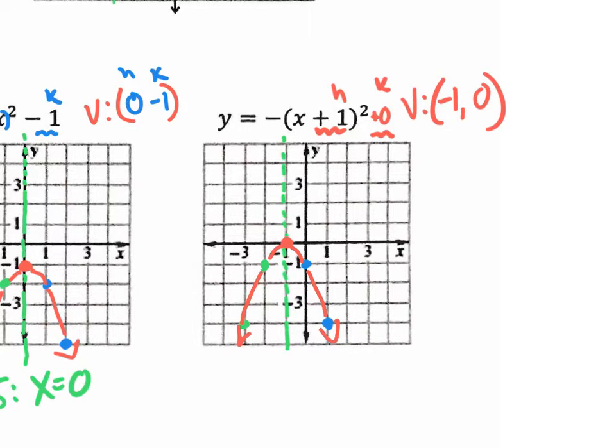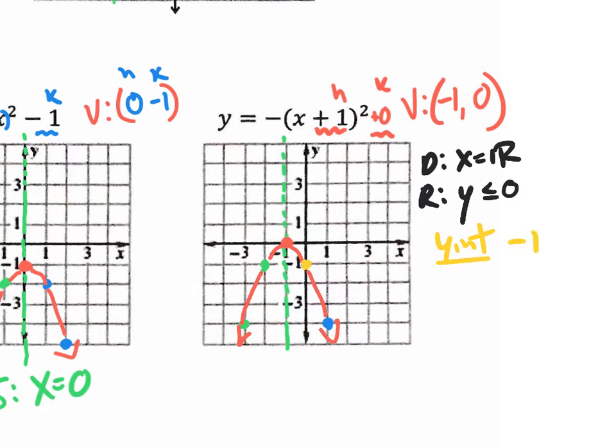Anywho, this guy, the domain, what is it? All real numbers. x equals all real numbers. The range: y is less than or equal to what? To 0. The y value of your vertex, which happens to be 0. How about the y-intercept? Where does it cross the y-axis? At -1. How about the x-intercepts?